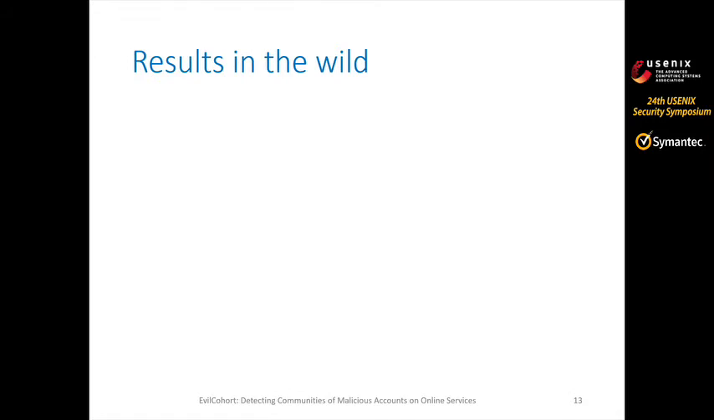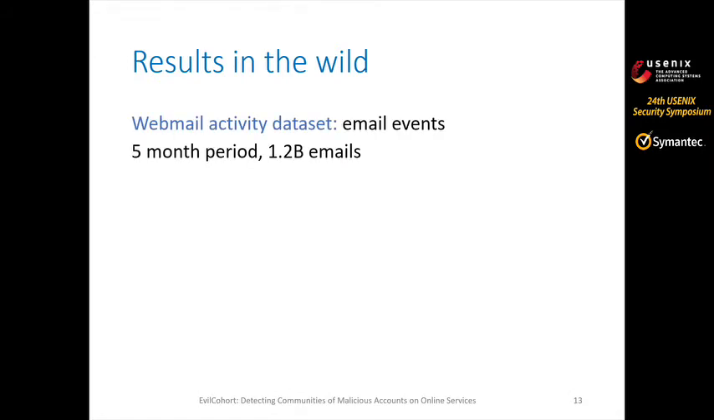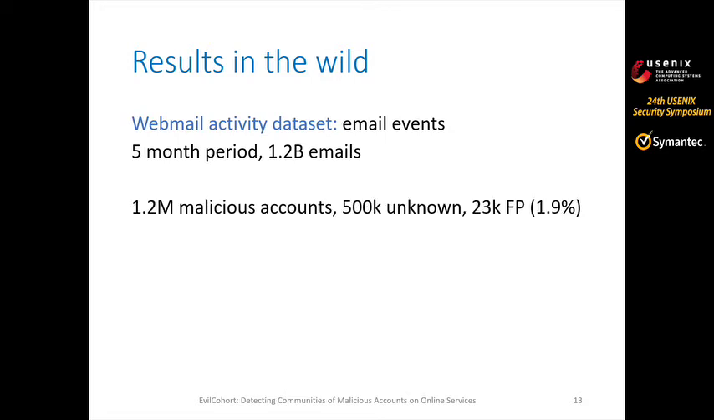So to do this, we first applied our system to a webmail activity dataset, which was basically a dataset that was homogeneous to the one that we used for ground truth, coming from the same service, just collected over a very long period of time, 5 months, instead of a single day. We had 1.2 billion emails, and with our system, we were able to detect 1.2 million malicious accounts.